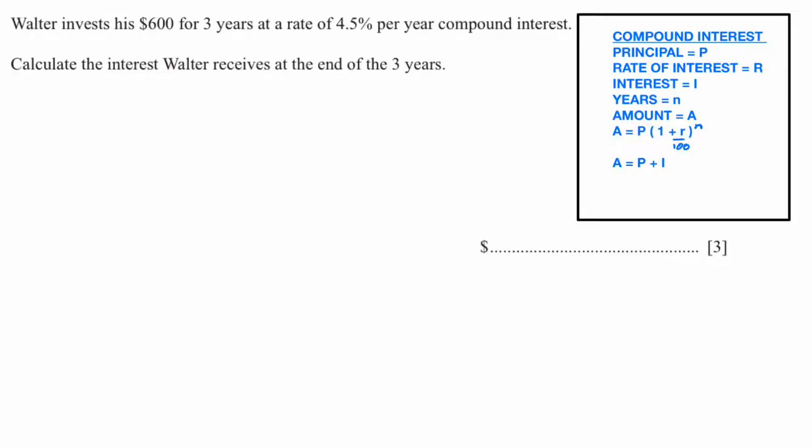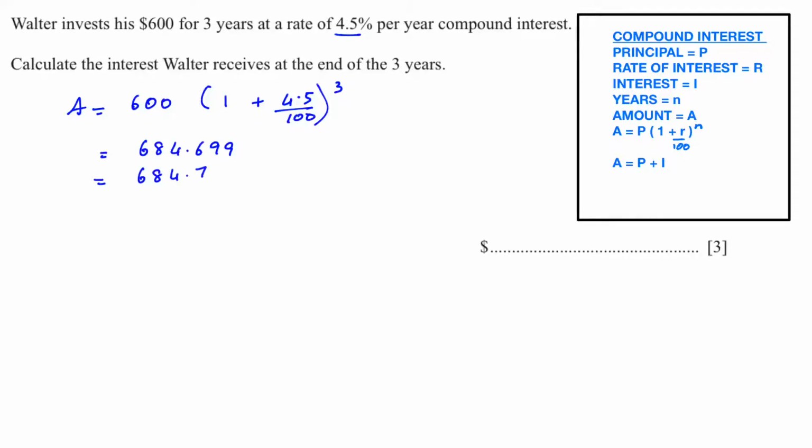Before you find the interest, you have to find the amount. So using the formula, amount is equal to principal, which is 600, bracket 1 plus R, which is 4.5%, divided by 100, to the power of 3. We will get 684.699. As it is money, we'll round it to 2 decimal places, which will be 684.70. This is the amount he is going to get.